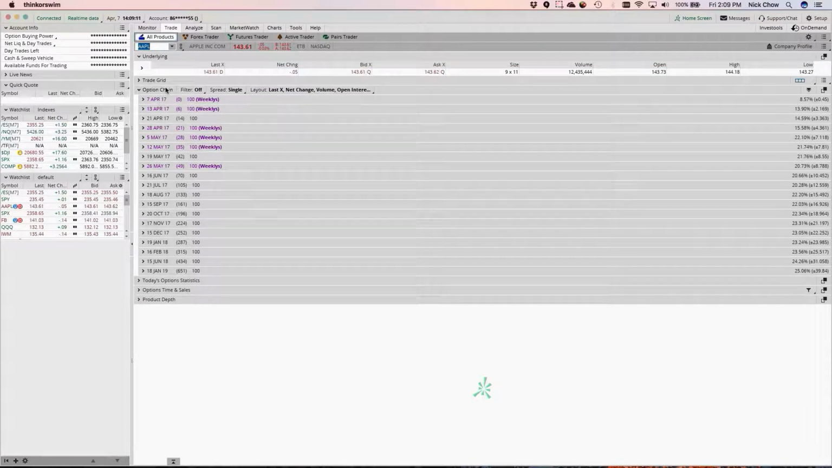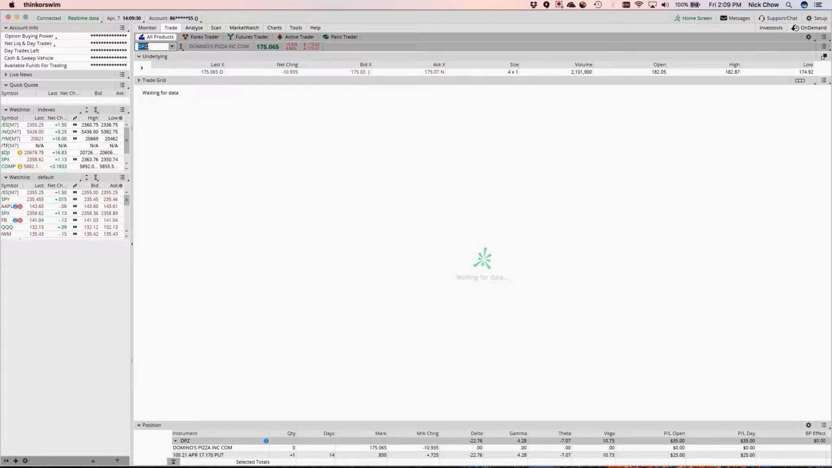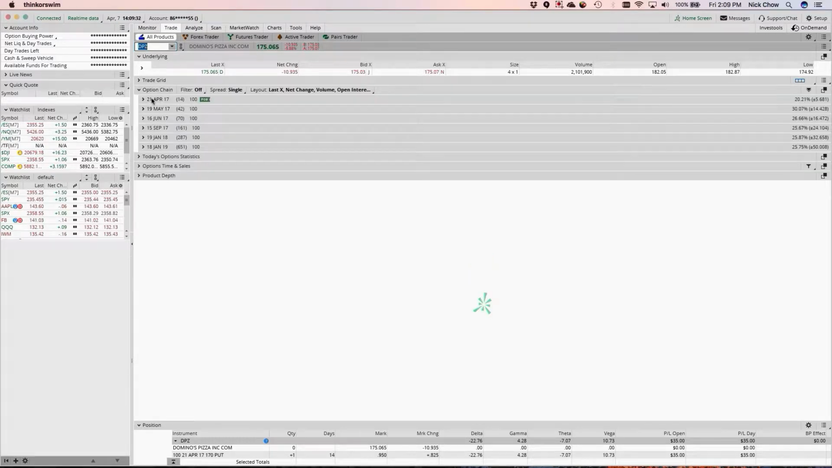So on Thinkorswim, this is an options chain. Now, Apple's a more popular stock, as you can imagine. These have weekly options and monthly options. Some stocks that are less liquid, such as Domino's, only have a monthly option. So if we go to Domino's right now, you'll see there are a lot fewer dates for you to choose from. And in parentheses here, that means it's 14 days till expiration.